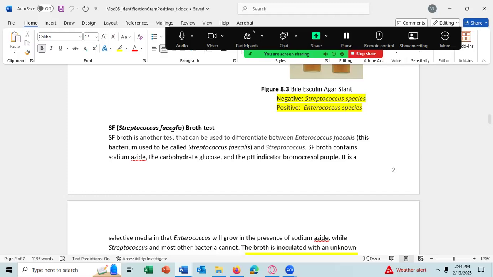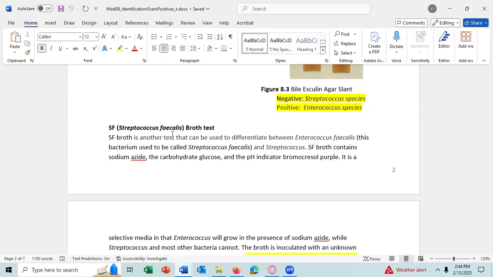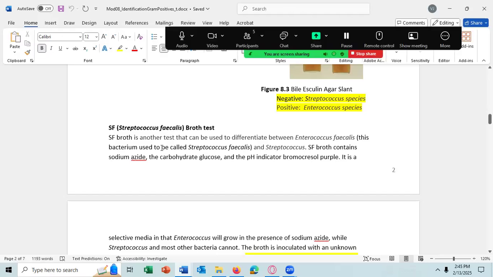Now, Streptococcus faecalis is now Enterococcus faecalis, and you can distinguish Enterococcus faecalis from the other members. Well, no, the Streptococcus family. You can just distinguish it by using the SF broth test. Any questions about any of that?